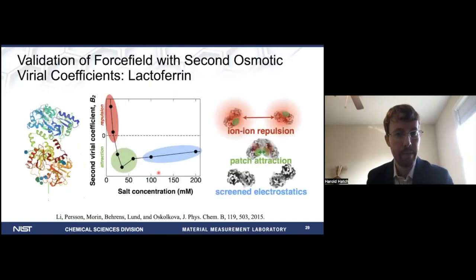When I showed this to Mikhail and Sergey about a year ago, Mikhail proposed to look at this lactoferrin protein that he's looked at in the past. It has this very interesting patchy interaction at intermediate salt concentrations, and if you decrease or increase the salt, then the repulsions increase. So you have this interesting minima, and he challenged me to see if this coarse graining approach could capture that.